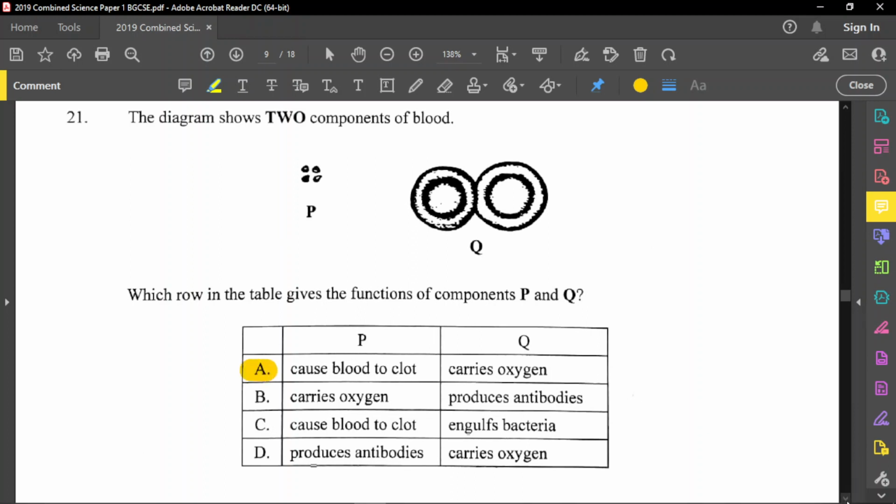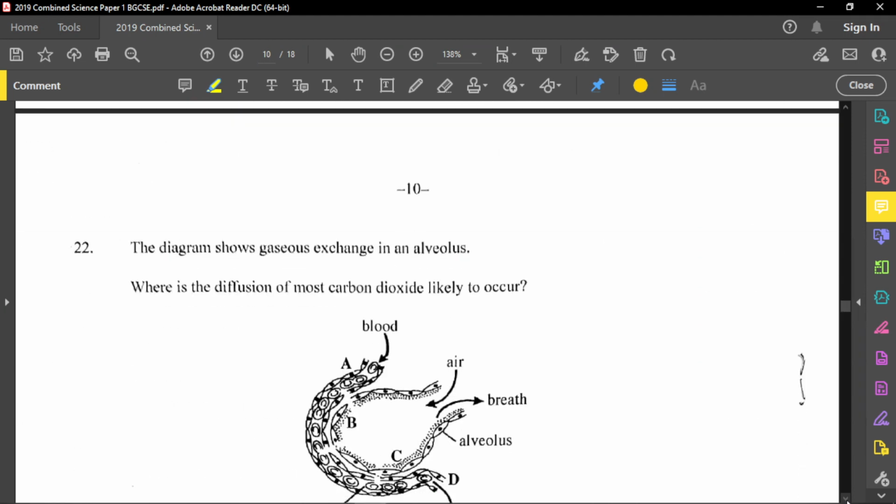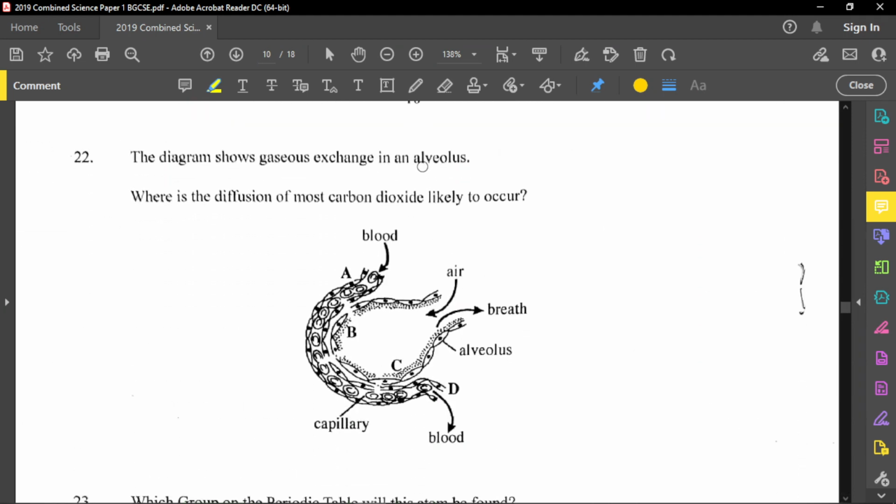All right. Next question, question number 22. A diagram shows gaseous exchange in an alveolus. Where is the diffusion of the most carbon dioxide likely to occur? If you think about it carefully, let me mark off some things. Blood coming in, so diffusion will not take place here that easily. Let me put an X there. But at this point, you have carbon dioxide coming out of the blood, and at this point, you have most of the oxygen going back into the blood. So our best answer has to be B.